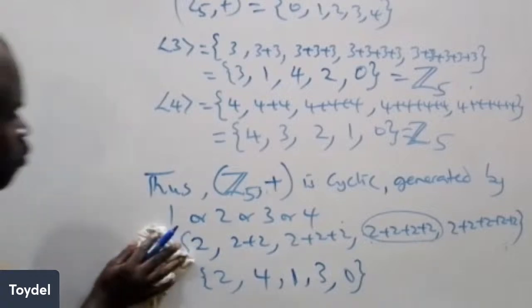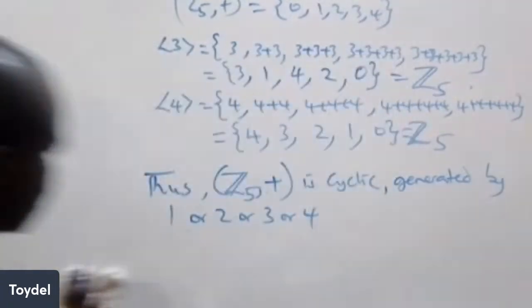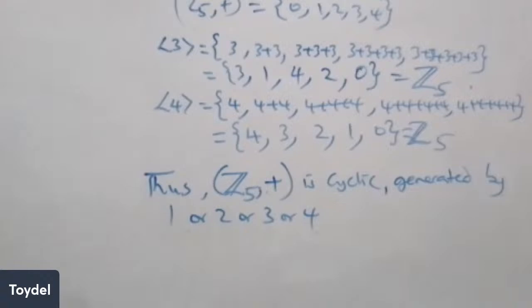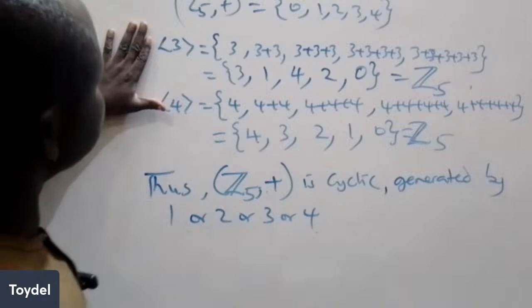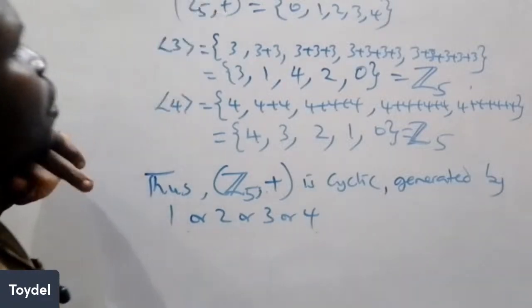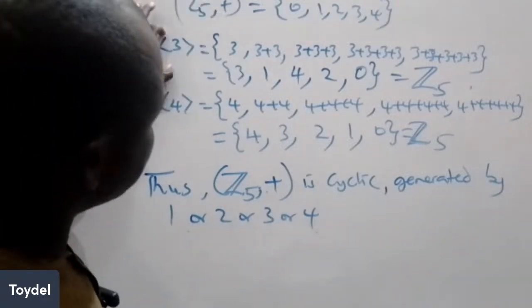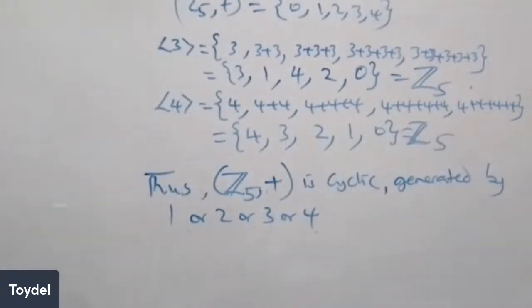So please, I want you to go over the note again. Just go over everything. It will be clearer, and you are going to understand it. So what I've been able to establish is that Z5 under addition is generated, because we're able to get Z5 back in 4 places out of the 5. It's only when we have 0 that we don't generate it. So Z5 under addition could be generated by either 1, 2, 3 or 4. That is what is called a cyclic group. I just want to explain that further. So that is what we have there.